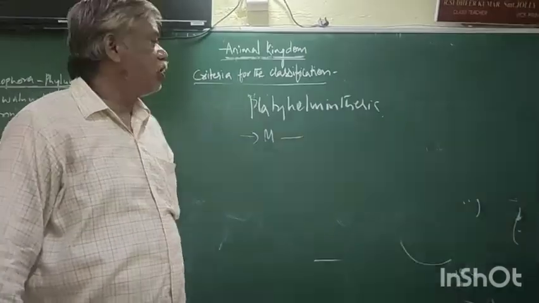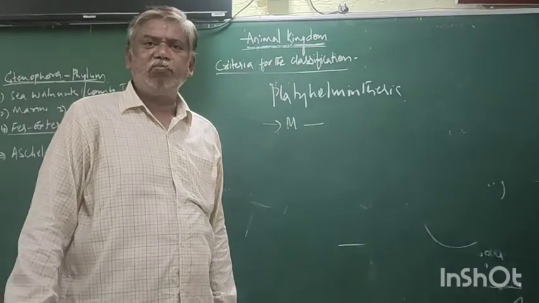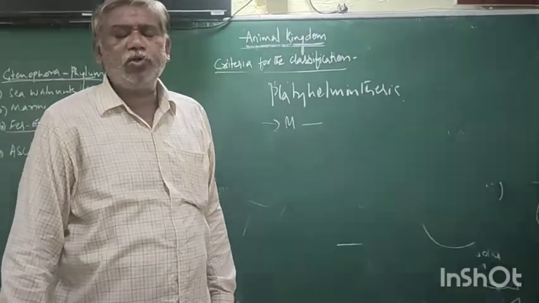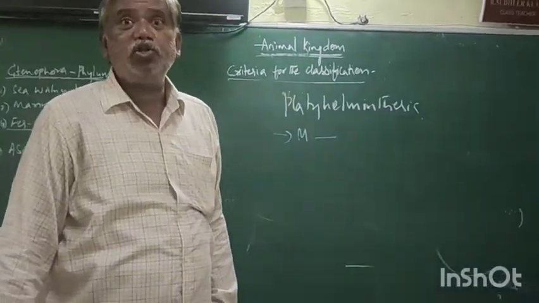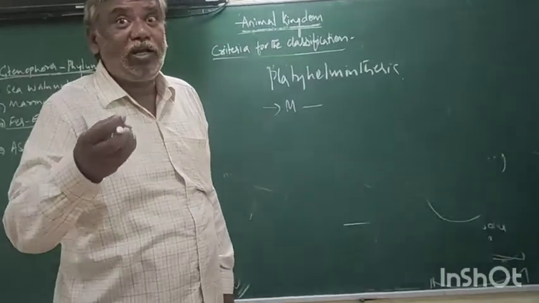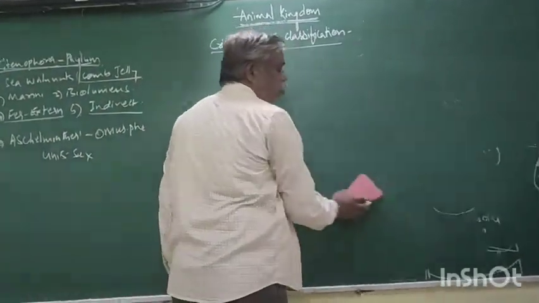Right. Now come to the examples. I gave a number of examples previously. Platyhelminthes examples: tapeworm, common name Taenia. Liver fluke, Fasciola hepatica. Blood fluke, Schistosoma haematobium. Example of free living: Planaria. Now come to the Aschelminthes.